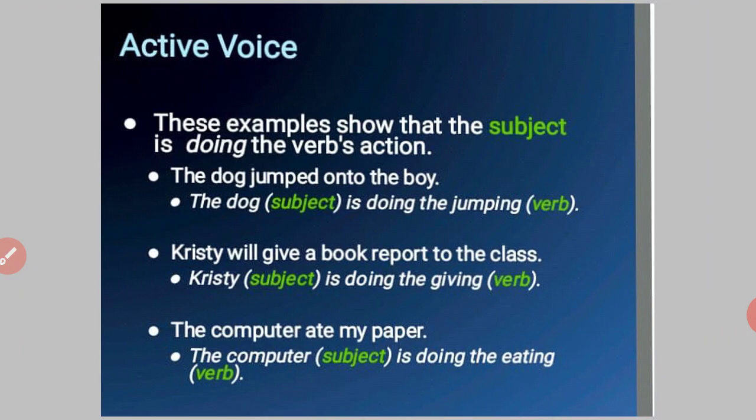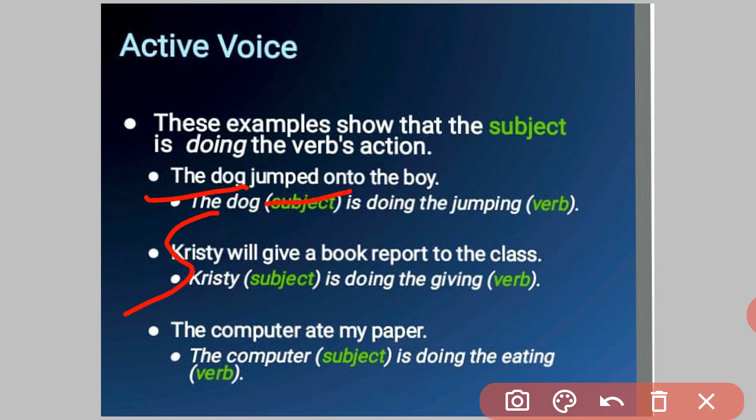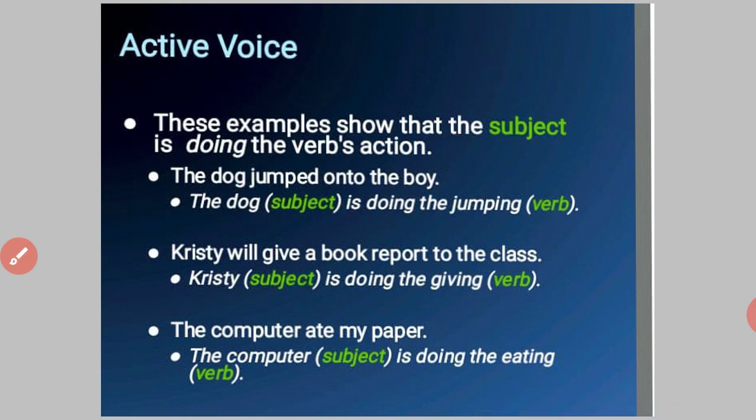Active voice examples. The dog jumped onto the boy. So the dog is your subject. The dog jumped is the verb, onto the boy. Okay? On whom? On the boy, onto the boy. So the dog is your subject and the subject is performing an action. Subject is doing the work of the verb, jumping. The subject is jumping. Subject is doing a verb. That's why the sentence is in active voice.